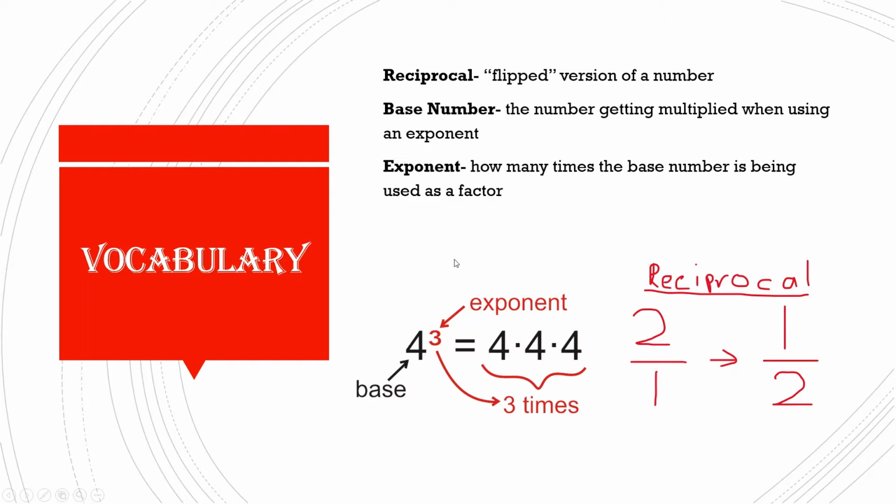Next, the base number, or the number getting multiplied when using an exponent. So remember that diagram? Here, it showed the base, and then here was the exponent, right? So the base number is the number getting multiplied when using an exponent. And now the exponent is how many times the base number is being used as a factor, or how many times you're multiplying the base number by itself. So if the base number is 4 and the exponent is 3, then we would be multiplying 4 3 times. So it'd be 4 times 4 times 4, and as you can see, 3 times.